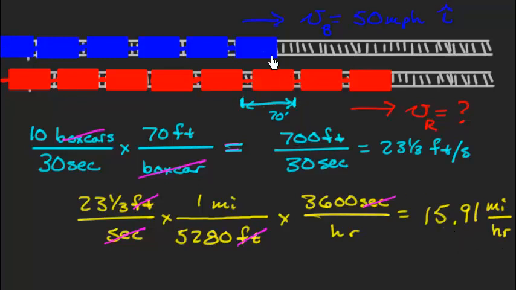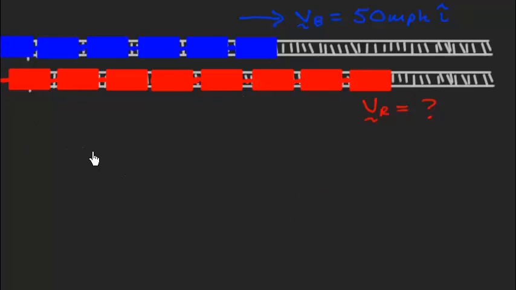So let's think about what this 15.91 miles per hour means. That means, remember, we're sitting on the blue train watching the red train go by. From the vantage point of the blue train, it looks as though the red train is moving at a rate of 15.91 miles per hour to the right. Now we have some terminology for just this case. We say that 15.91 miles per hour, that's the velocity of the red train relative to the blue train. Again, we're sitting on the blue train watching the red train. It looks as though it's going 15.91 miles per hour to the right.